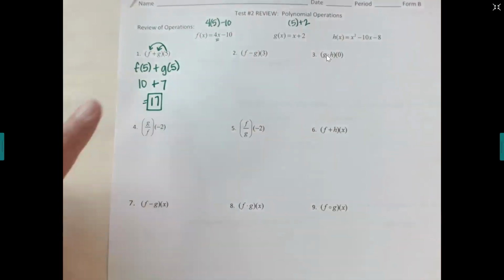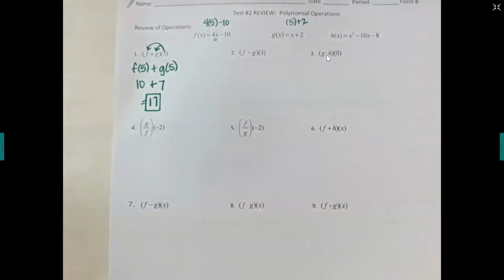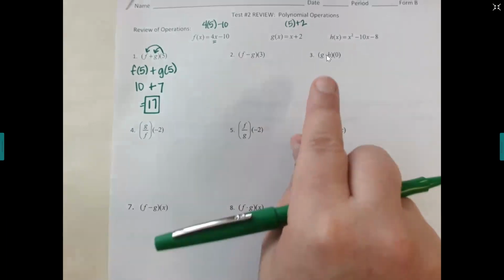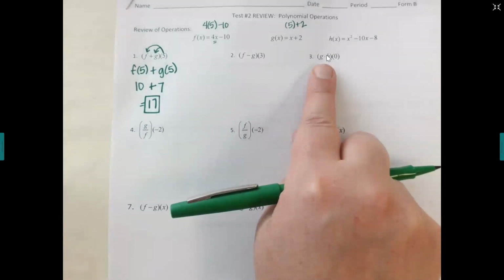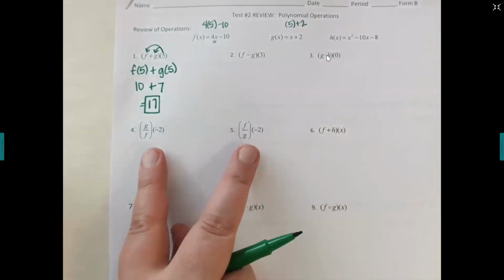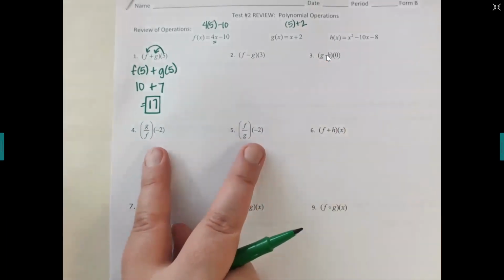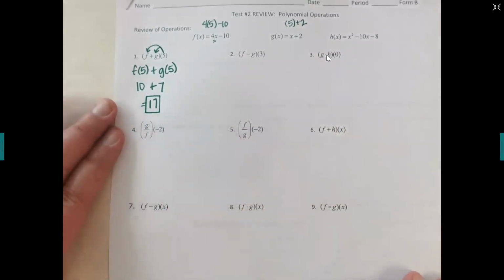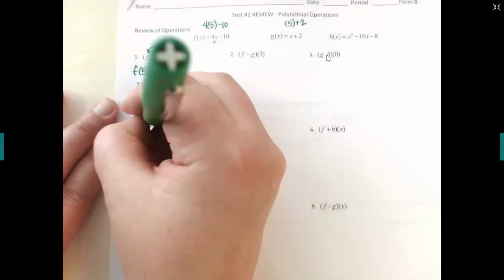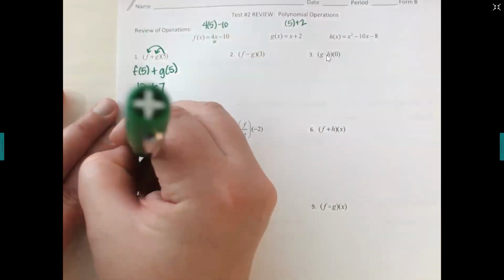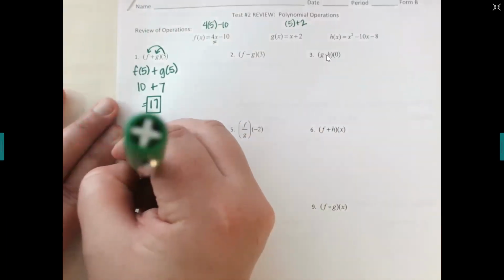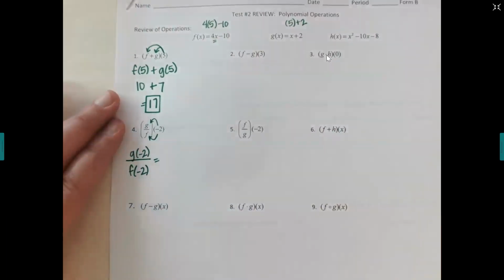Now, if the operation in the middle was minus, like on number 2, you'd find the two numbers and then subtract them, right? We're good with that? What's the operation here? Multiplication. What about down here? Division. Let's do a division, so let's start with number 4. I'm going to take my -2 and apply it to both functions. Notice that I'm keeping them in the order that they started off with. If it's g over f, I'm going to keep g on top, f on bottom. Let's plug in -2.